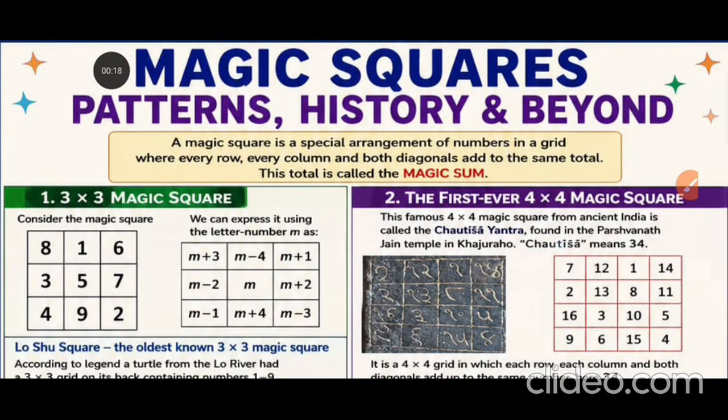A magic square is a special arrangement of numbers in a grid where every row, every column and both diagonals add to the same total. This total is called the magic sum. And how to get this magic sum? Let's see on the magic square.